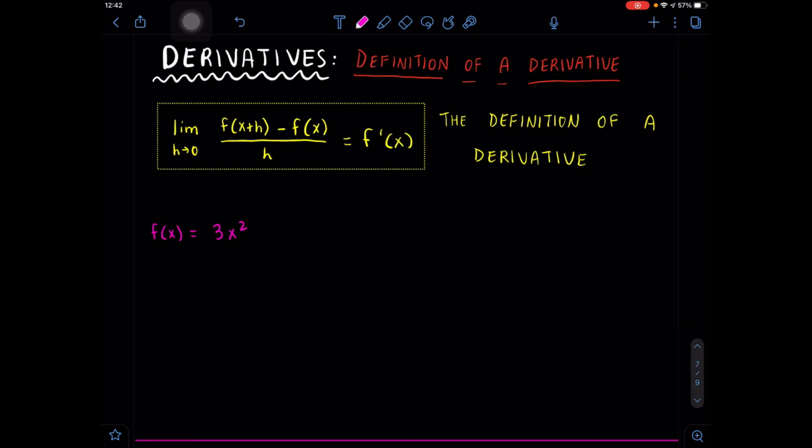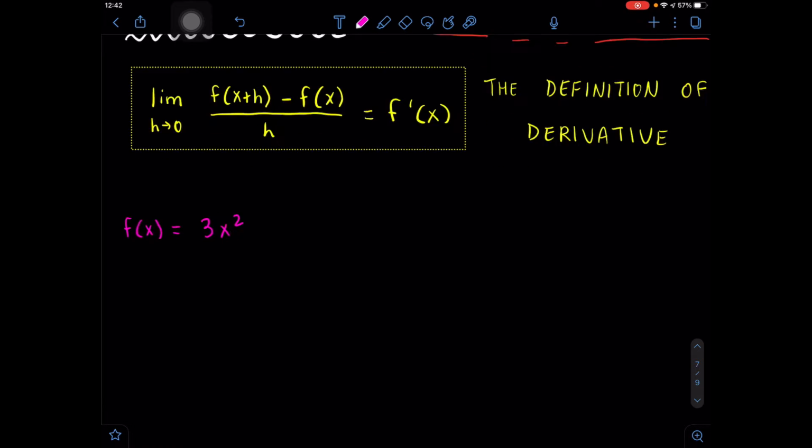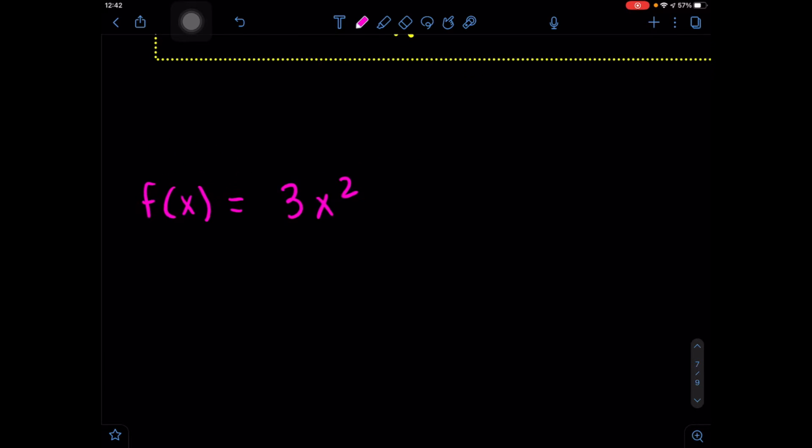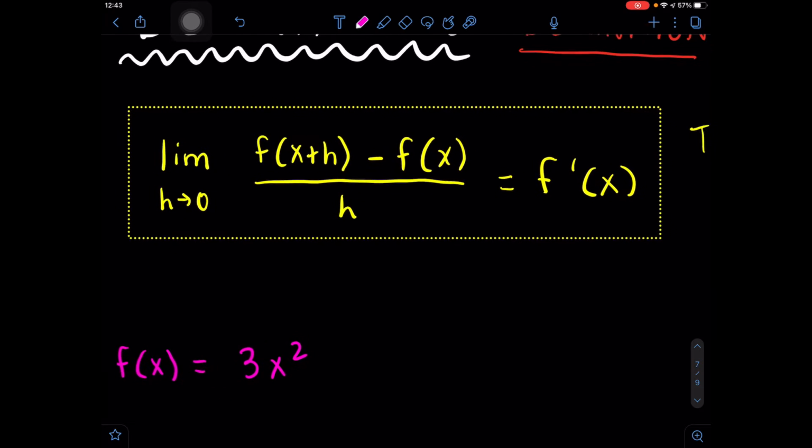So sometimes you're going to have a function like f of x equals 3x squared, and you won't know any shortcuts to use, but you need to find the derivative. Or maybe you do know a shortcut to use, like the chain rule, but your problem still asks you to find the derivative using the definition of the derivative. This video is going to come in handy for that.